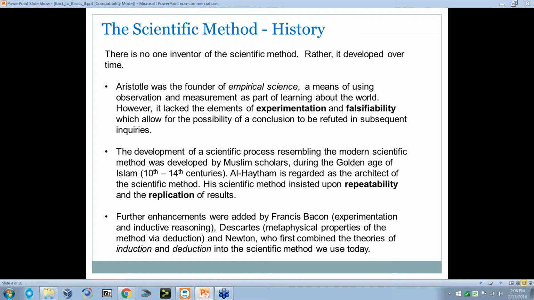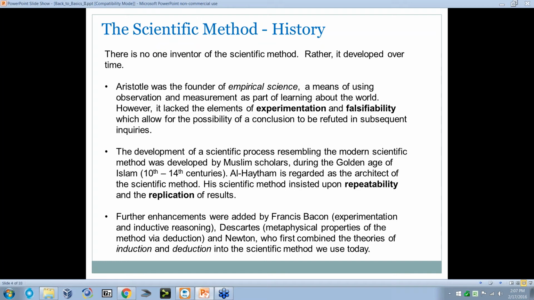It developed over time. Probably the earliest person would be Aristotle, and he was the founder of empirical science, which is a means of using observation and measurement as a part of learning about the world. Basically, you observe it and you make your conclusions, okay? But the thing that we're lacking as far as scientific method was experimentation and the ability to falsify something, falsifiability. We'll talk about that a little bit later. Experimentation is basically when you randomize your subjects and then you're going to do some kind of intervention on one group and maybe not the other.